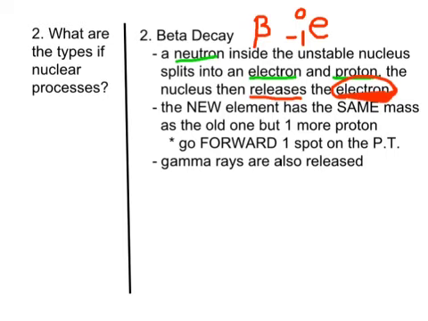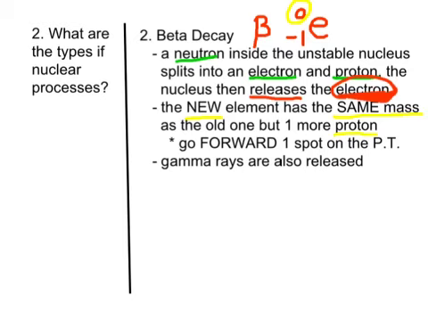Just like in alpha decay, beta decay also makes a new element. Remember, every time we have a nuclear process, we're going to make a new element. In this case, the new element is going to have the same mass, because the mass of an electron is 0, so you're not losing any mass, but you will gain 1 proton. It's kind of weird to think about, but when that neutron splits up into a proton and an electron, that electron gets spit out, but now we've got this new proton left over. So we're going to have 1 more proton.